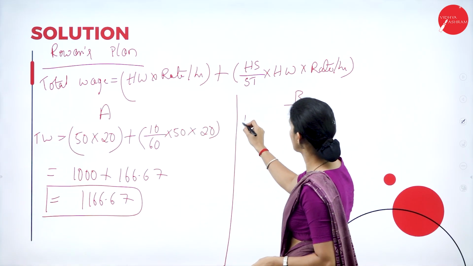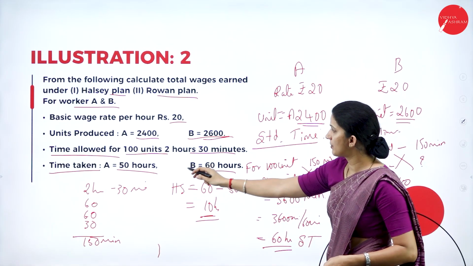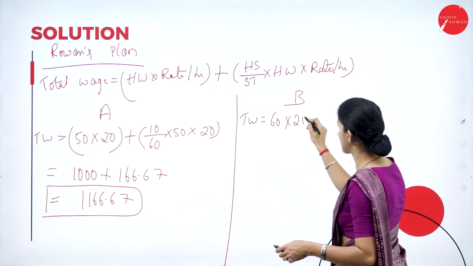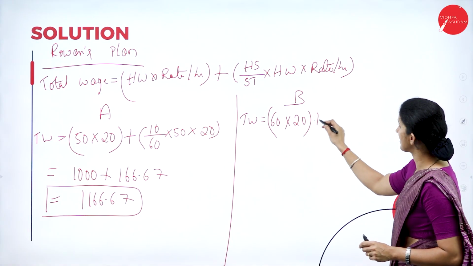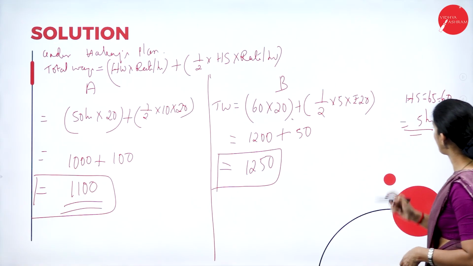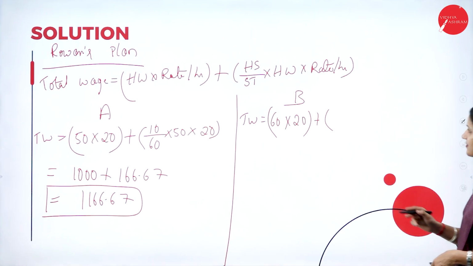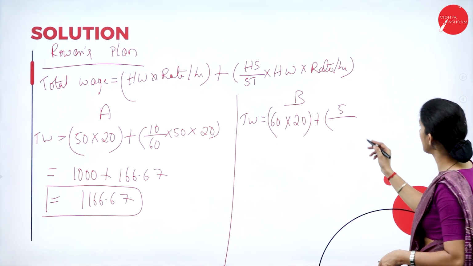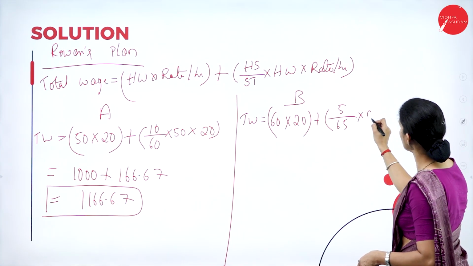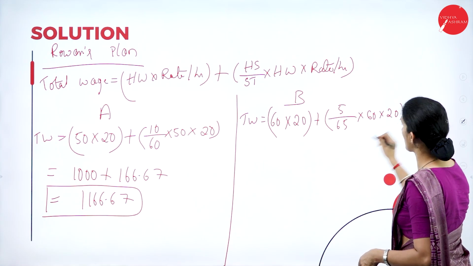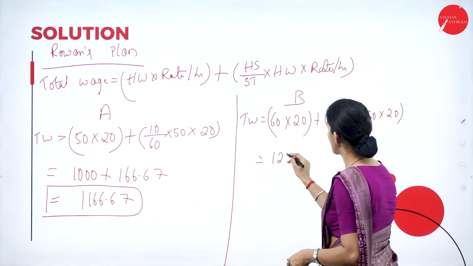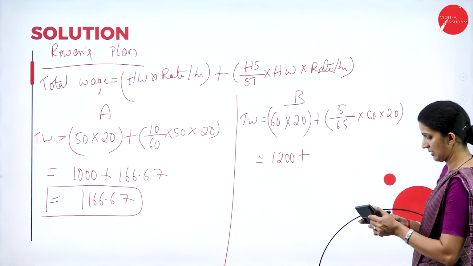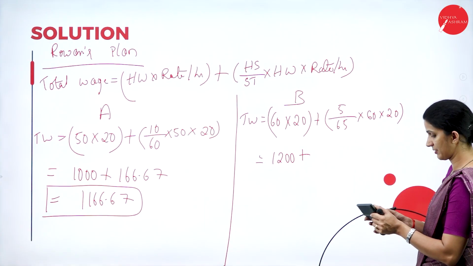So what are the hours worked by B? Hours worked by B is 60 hours, into rate per hour, 20 for both workers, plus hours saved for B, which we have calculated as 5, divided by standard time. What is the standard time for B? It is 65, into hours worked, 60, into rate per hour, 20. So 1,200 plus the bonus part: 5 into 60 into 20 divided by 65.